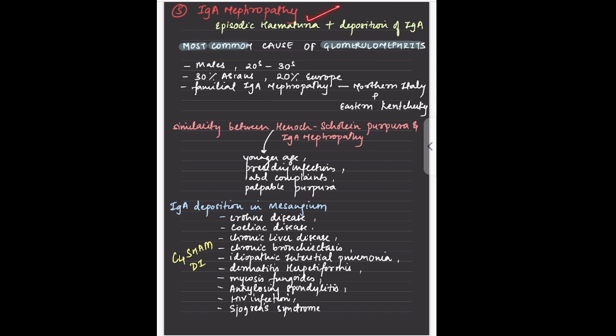IgA nephropathy is the most common cause of glomerulonephritis. Glomerulonephritis is nothing but the inflammation occurring in the glomerulus. Very basic terminology. It results in episodic hematuria. As the name suggests, in IgA nephropathy there is deposition of IgA.